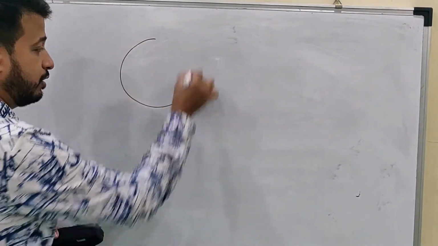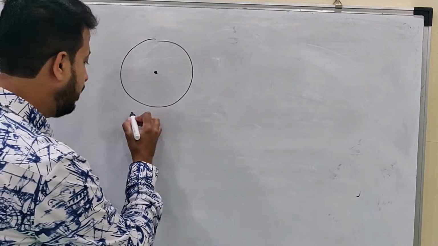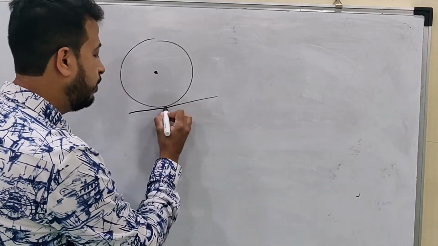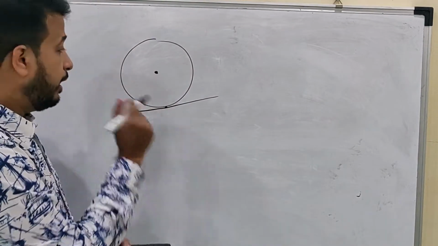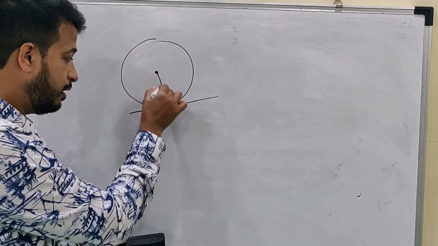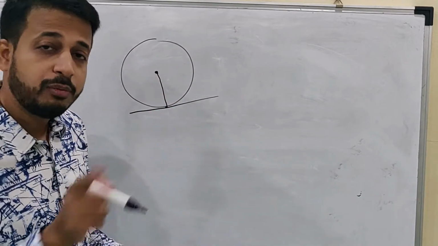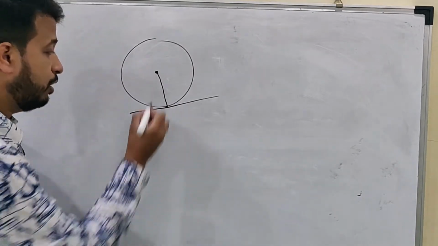Suppose there is a circle. A tangent is a line which touches the circle at one point. Any line from the center will always be perpendicular to the tangent. So this is my first property related to the tangent.